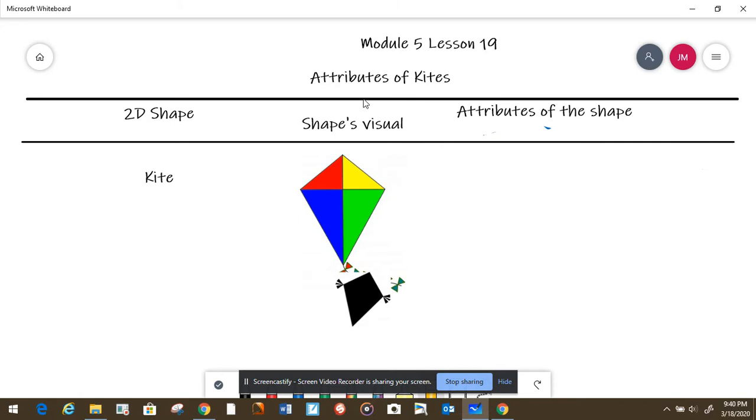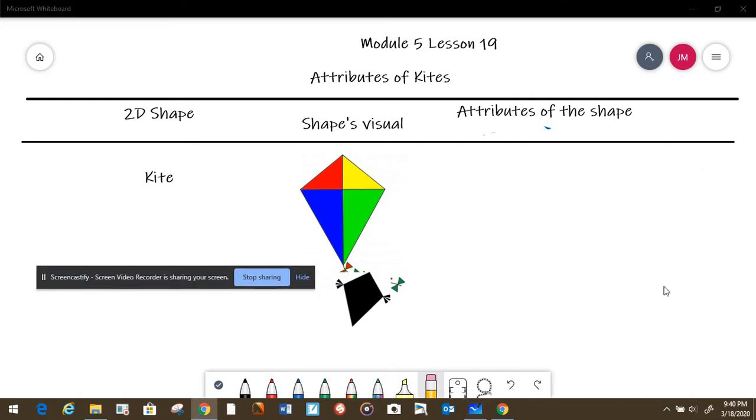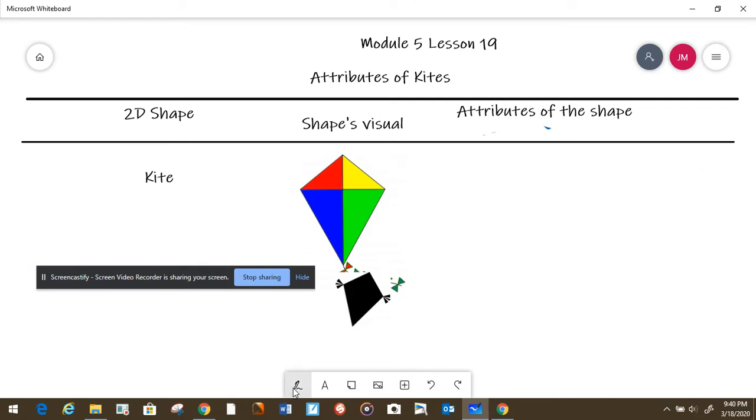We're looking at Module 5, Lesson 19. Now, I want you to know that Lessons 16, 17, 18, and 19 have a lot of information. You need to review them because today's lesson is going to be somewhat short. Why? Because we have been finding the attributes of shapes. Today, we're going to find the attributes of this shape called a kite. So we're going to look at it.